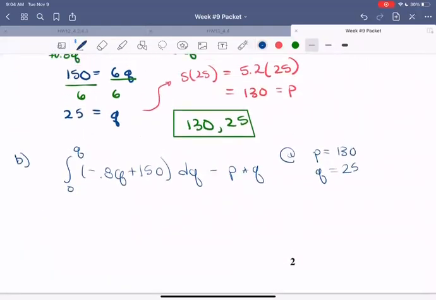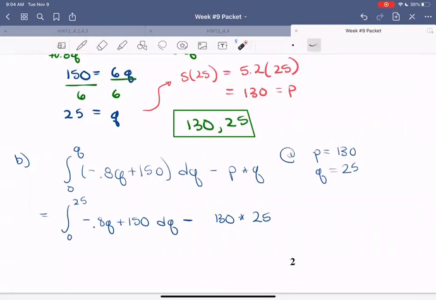So we can continue to plug that in. We're actually looking at the integral from 0 to 25 of negative 0.8 Q plus 150 dQ minus P, which is 130, times Q, which is 25. Notice that the equilibrium point shows up in the P and Q here and in the limits of integration, but we leave the Q as a variable, because we're computing this integral. So that Q is going to vary in the integral, but it's going to be fixed in our constants here.